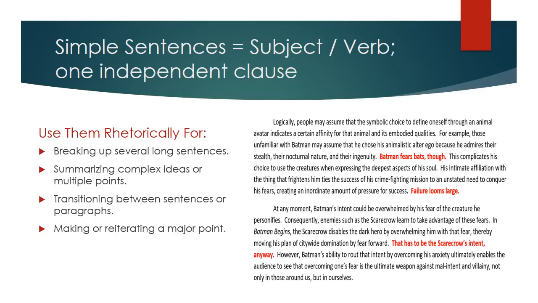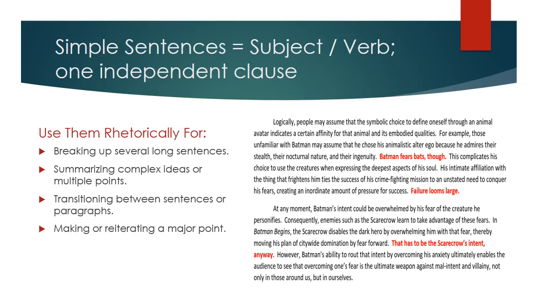This is the point that I'm trying to make. If you didn't pick it up from the previous sentence, here it is for you, plain and simple. And the final sentence in red, that has to be the Scarecrow's intent anyway, is again summarizing the complex idea of the previous sentence, and reiterating that point so that we can go forward and make the final point about what we're learning from all of this information.